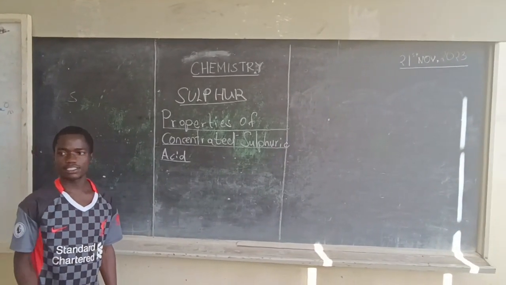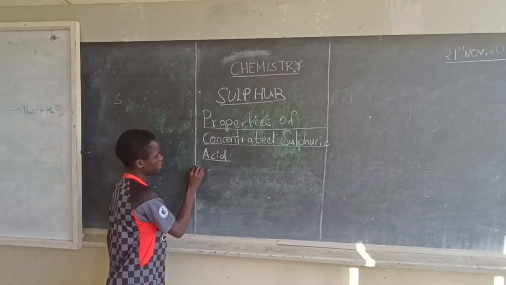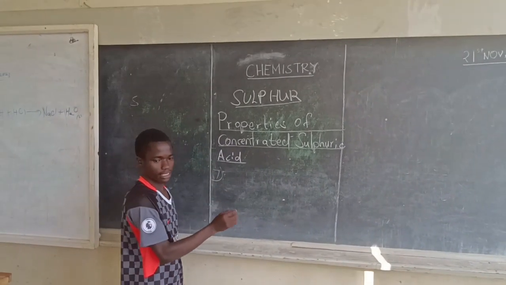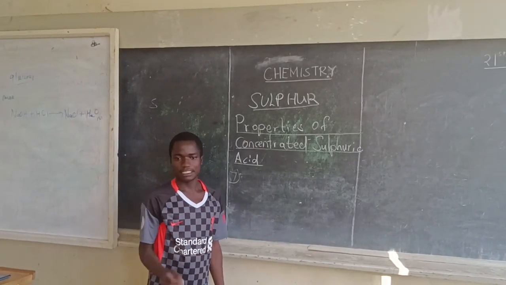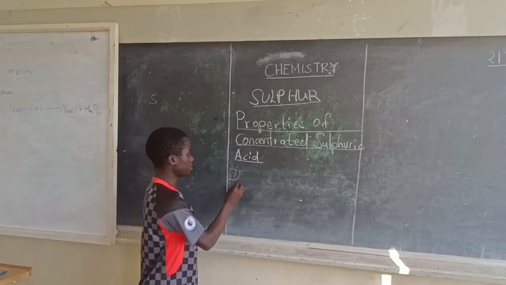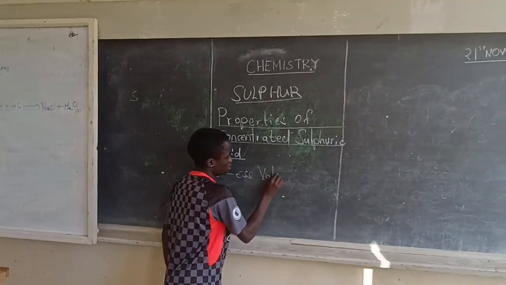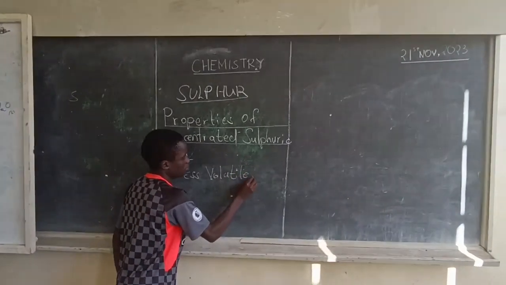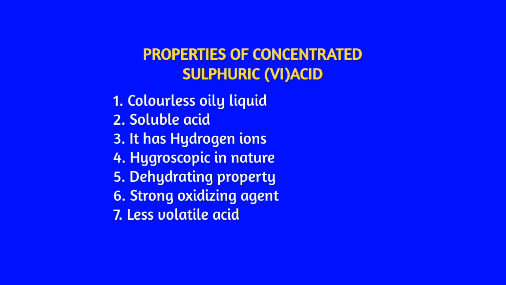So let's look at the last property of sulfuric acid. Property number 7, and that is that concentrated sulfuric acid is a less volatile acid.